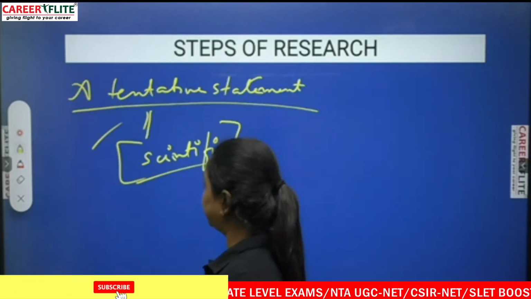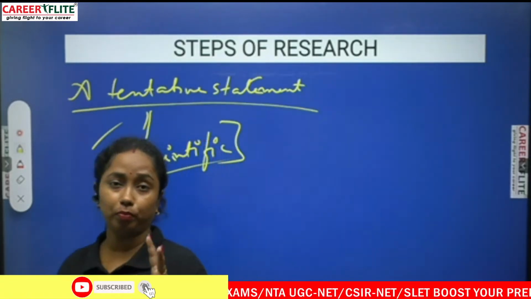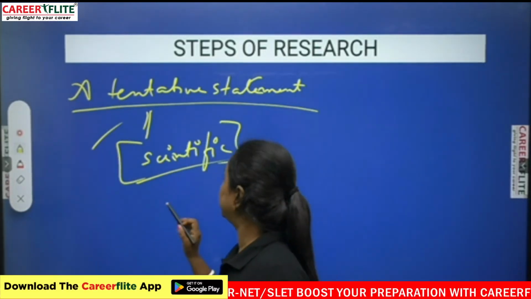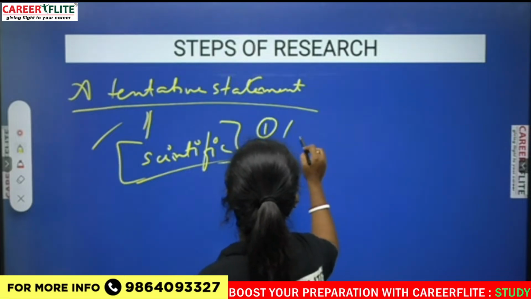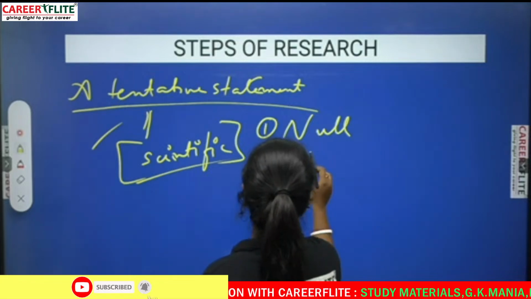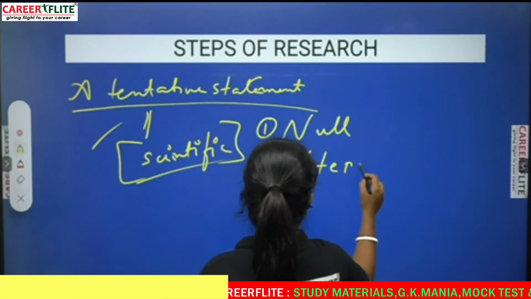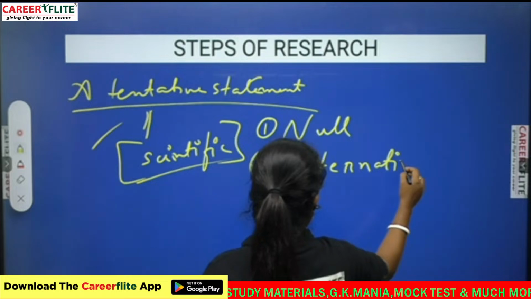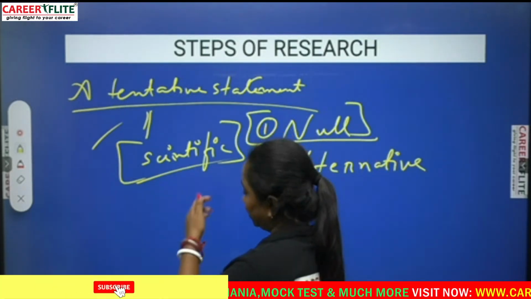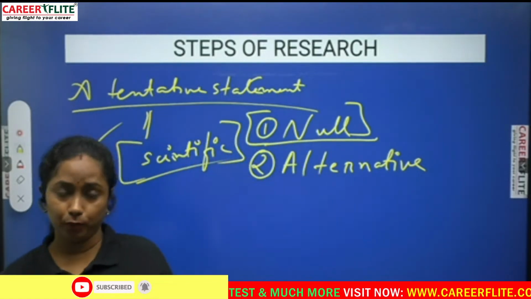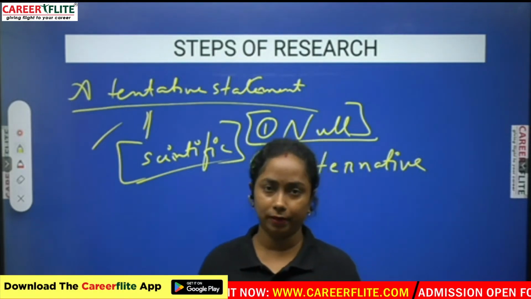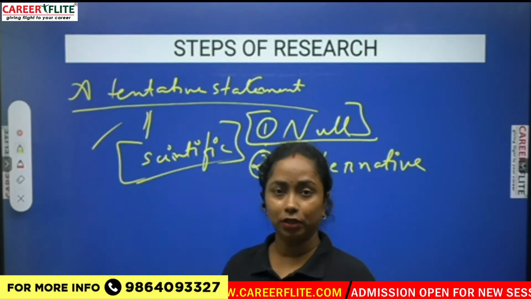Hypotheses are of different kinds, and of them two important ones are the null hypothesis and the alternative hypothesis. These two hypotheses are important for you. First one is the null hypothesis, second one is your alternative hypothesis, also known as the research hypothesis, okay. How do they differ? In the null hypothesis you state that there is no relationship between two variables or more than two variables, okay.